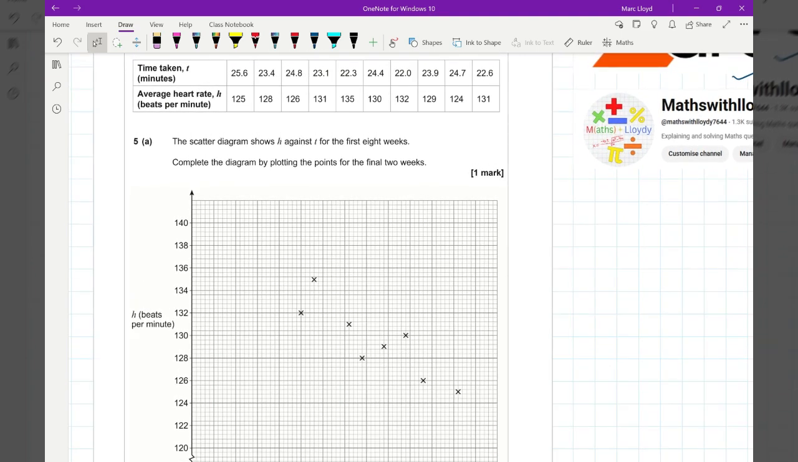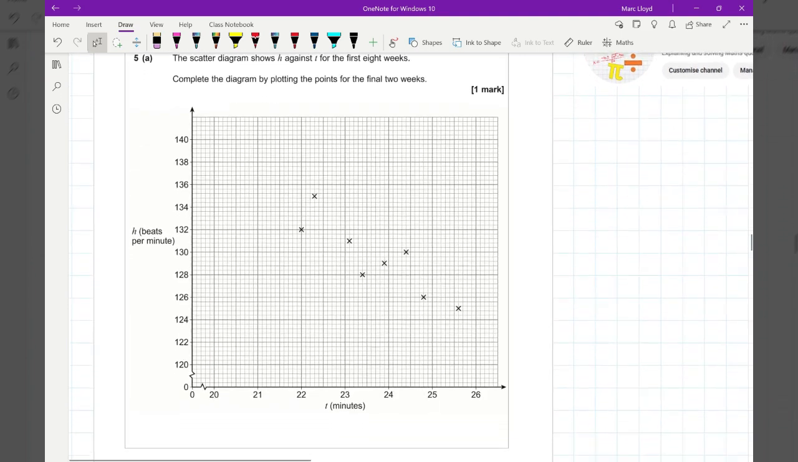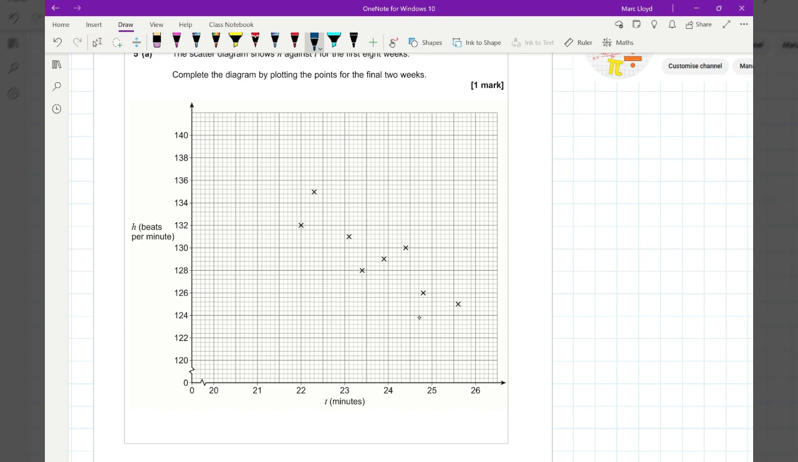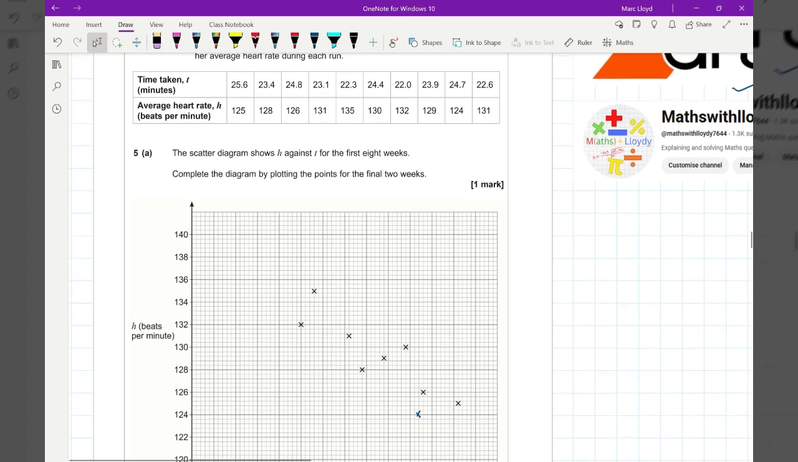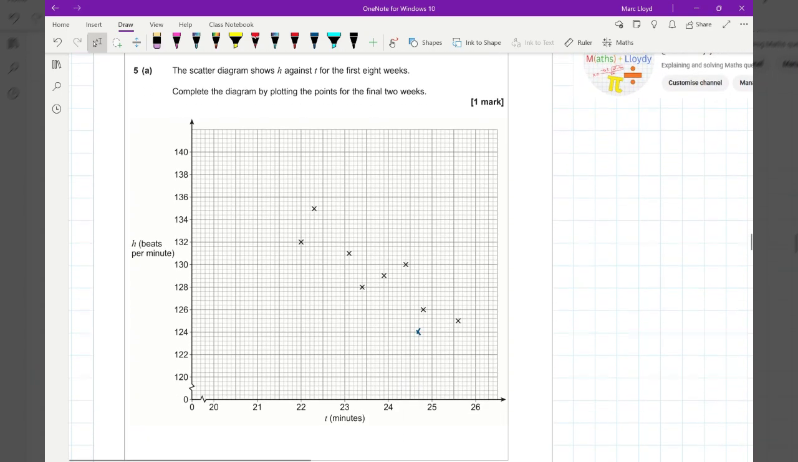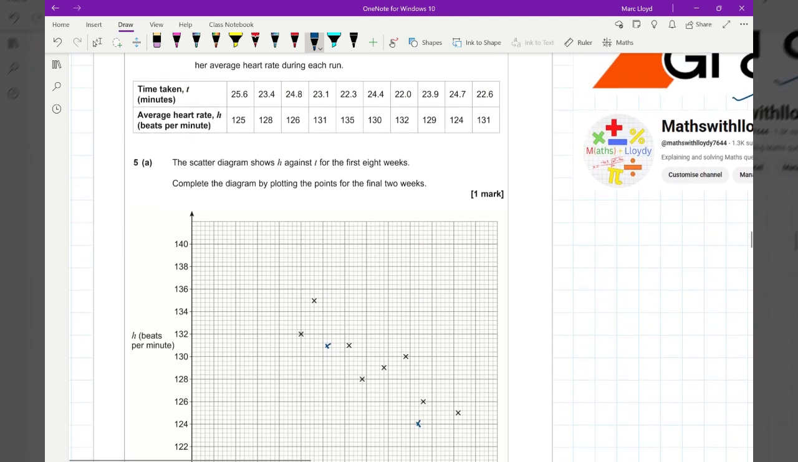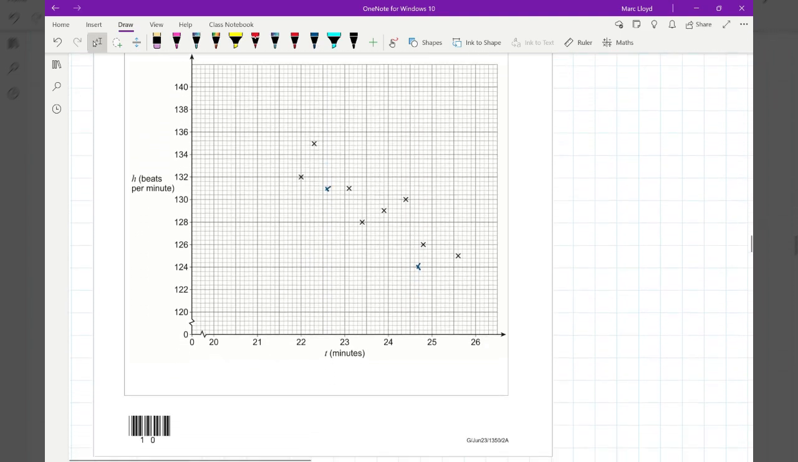So we've got 24.7 and 124. There we are, just 2 small squares past the halfway point between 24 and 25, and that goes to 124. And then we've got 22.6 and 131. There we are. So those 2 points. That's nice for 1 mark.